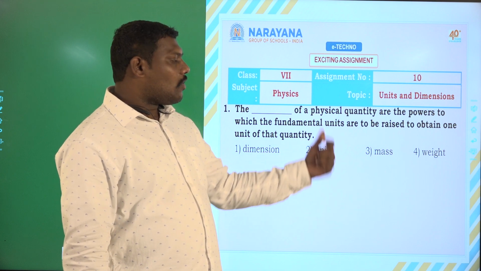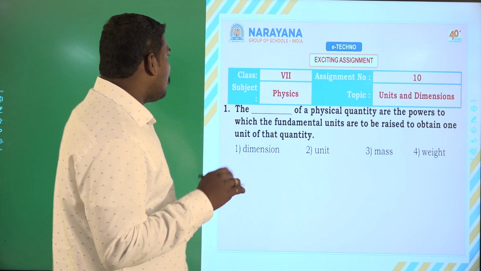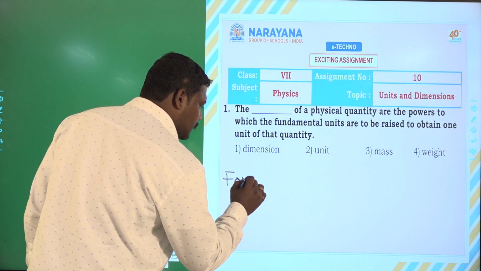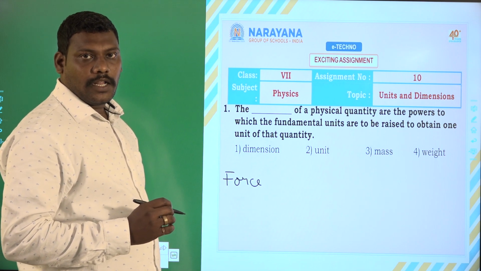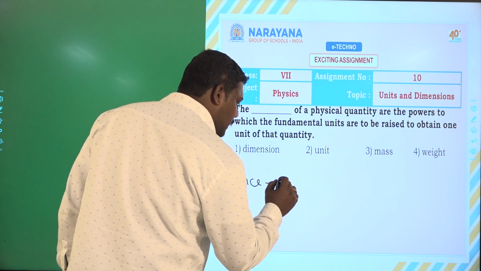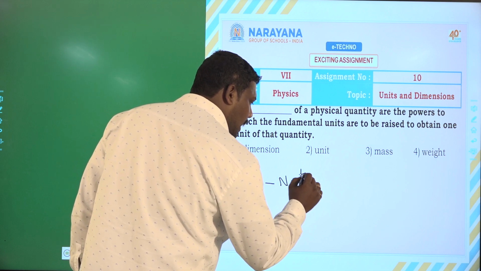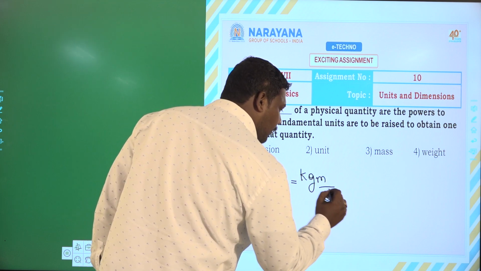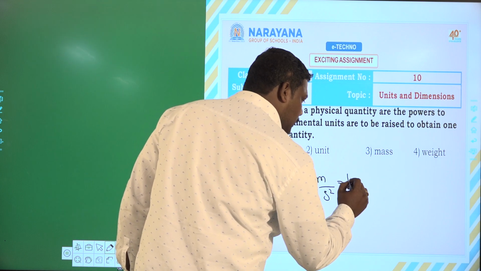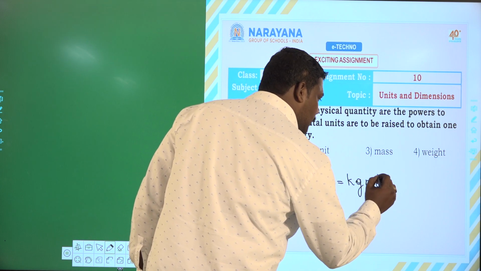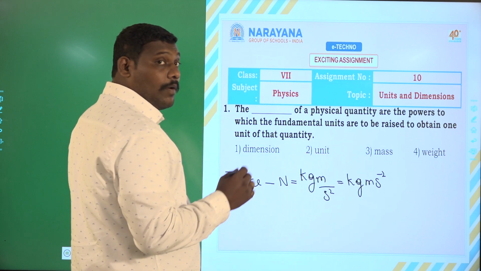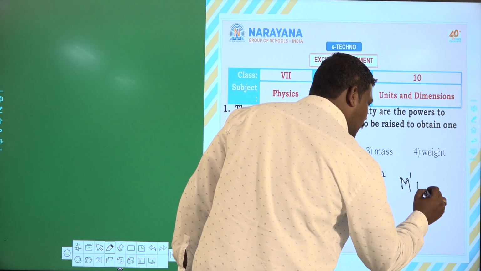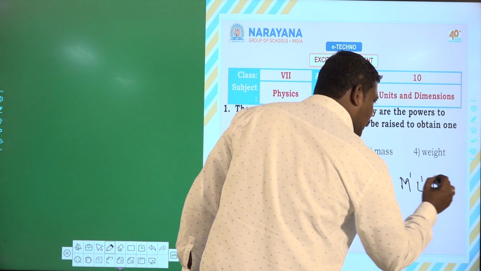Okay, so here the physical quantities are derived physical quantities, right? So now let us see an example here. First let us say force. Force is a derived quantity. The unit of force is Newton, which can also be written as kg meter per second square. Now its dimension formula is M power 1 L power 1 T power minus 2.